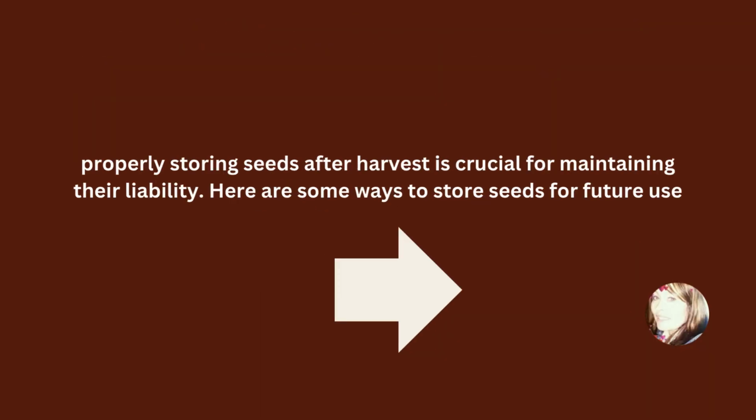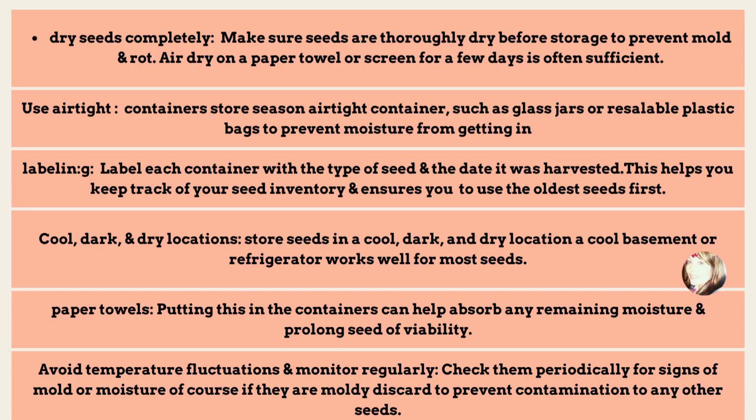Properly storing seeds after harvest is crucial for maintaining their viability. Here are some ways to store seeds for your future use. Dry seeds completely. Make sure seeds are thoroughly dry before storage to prevent mold and rot. Air drying on a paper towel or screen for a few days is often sufficient.